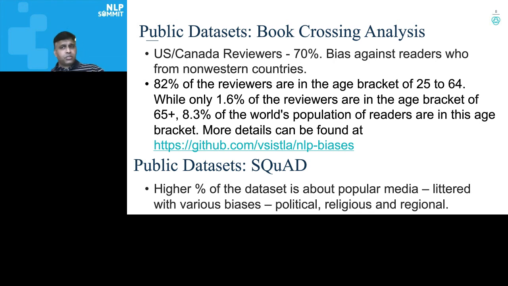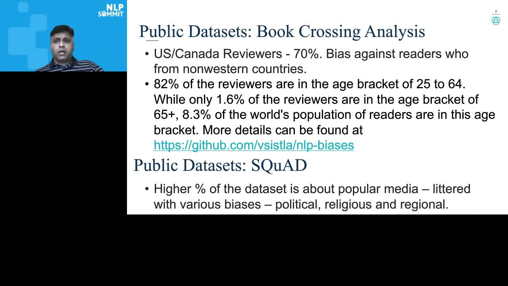Similarly, 82% of the reviewers are in the age bracket of 25 to 64, whereas less than 50% of the world's population is in that age bracket. So you see there is a disproportionate representation of that age bracket in the data set. For example, 1.6% of the reviewers are in the age bracket of 65 years or older, whereas 8.3% of the world's population is in this age bracket. So this difference in the age bracket distribution could lead to biases against those age groups that are not represented properly in the data set.